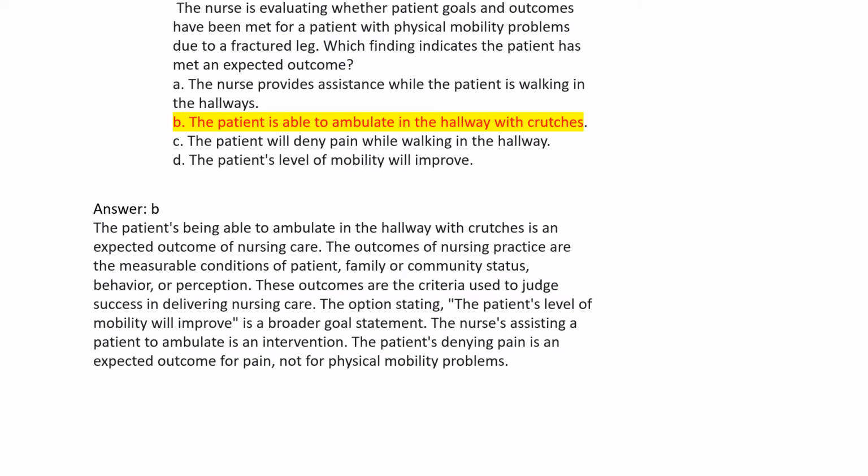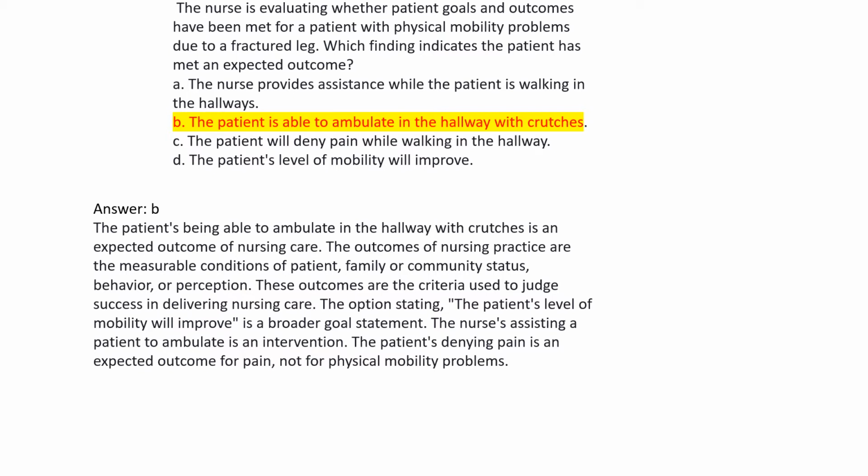Answer B. The patient is able to ambulate in the hallway with crutches. The patient's being able to ambulate in the hallway with crutches is an expected outcome of nursing care. The outcomes of nursing practice are the measurable conditions of patient, family, or community status, behavior, or perception. These outcomes are the criteria used to judge success in delivering nursing care.